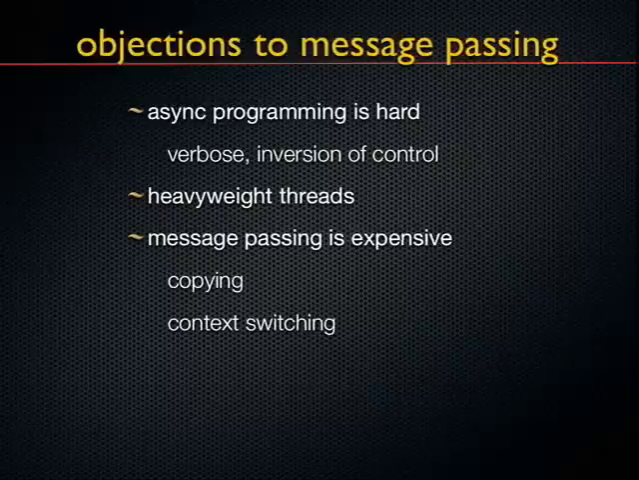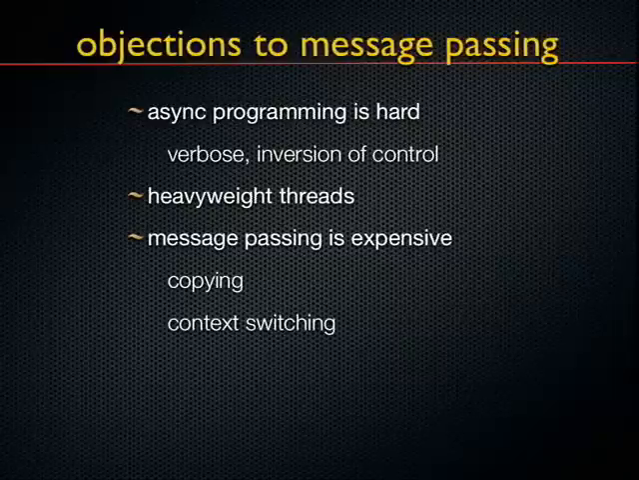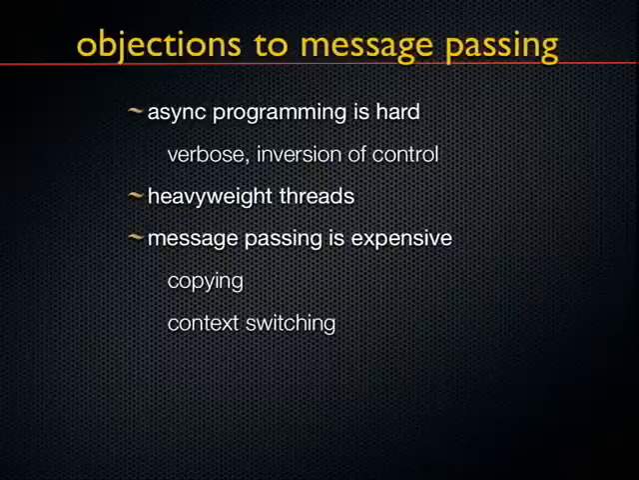And the third reason, I believe, why message passing has not taken hold is that it's seen to be expensive. In order to guarantee safety, in order to guarantee interference freedom, you need to copy a message, right? Or you have immutable messages. And context switching also is expensive. So essentially, these are the reasons I believe that message passing has not taken off.